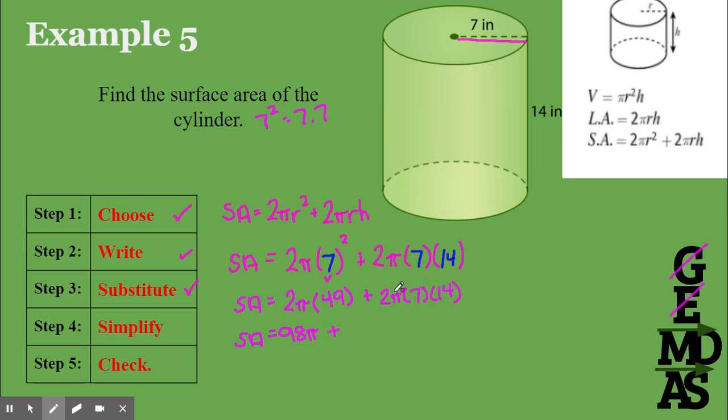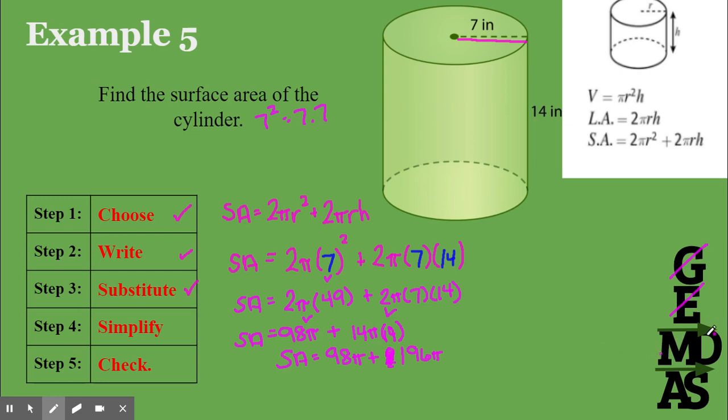And I'm going to actually do this part here too. 14 pi times 14. So 2 times 7 is 14, and then this is the other 14. We're going to keep on multiplying until we're finished. So we have surface area equals 98 pi plus 196 pi. That's just 14 times 14. And then we need to add.